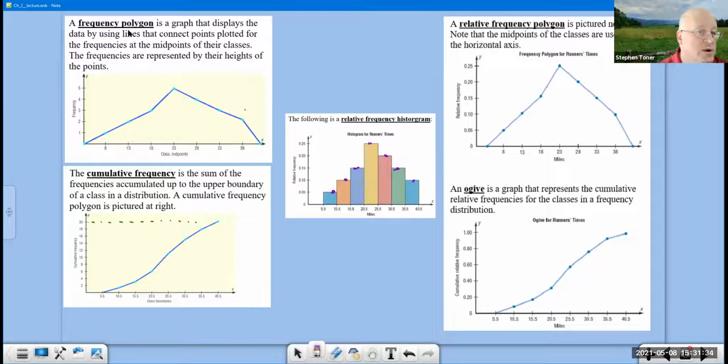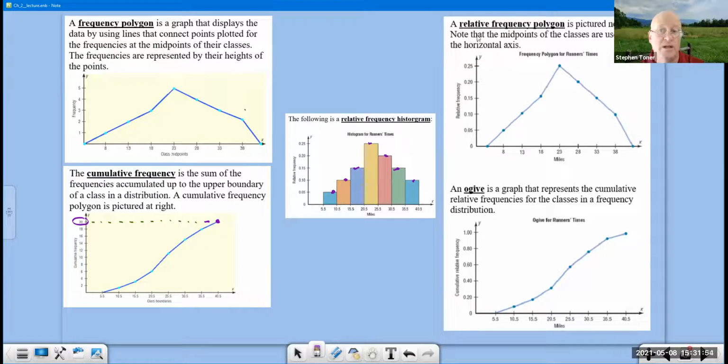And that becomes a frequency polygon. A cumulative frequency, cumulative means it's growing, growing, growing. And notice up here, if there were 20 pieces of data here, 20 would be the height in that far right bar if we go all the way across.